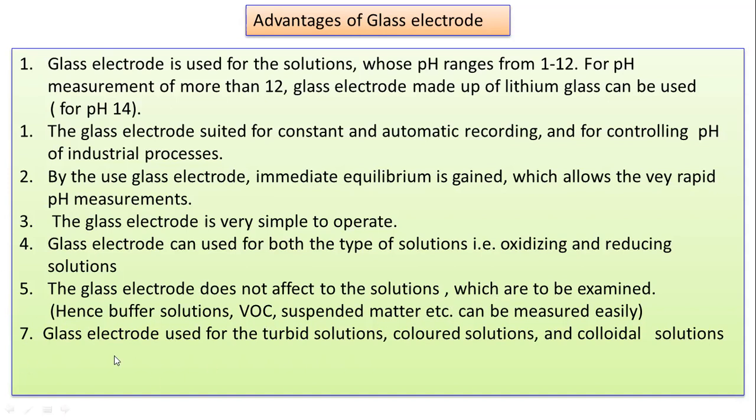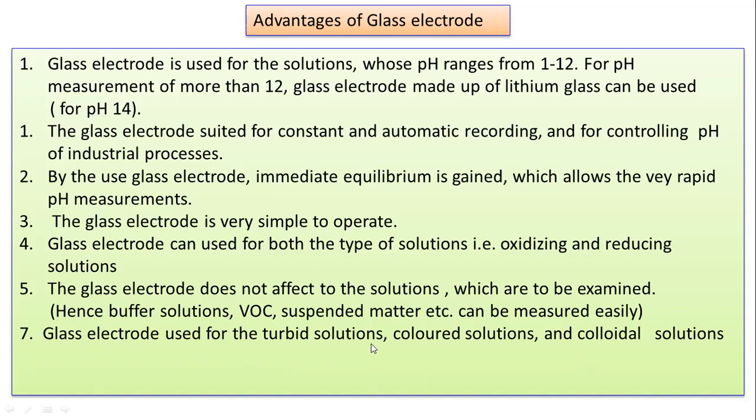It does not alter any kind of activities in the solution whose pH is to be determined. For example, buffer solutions, volatile organic compounds, suspended matter, etc. can be easily measured with the help of the glass electrode. So popularly, it can be used for this type of materials. The glass electrode is used for turbid solutions, colored solutions, and colloidal solutions.